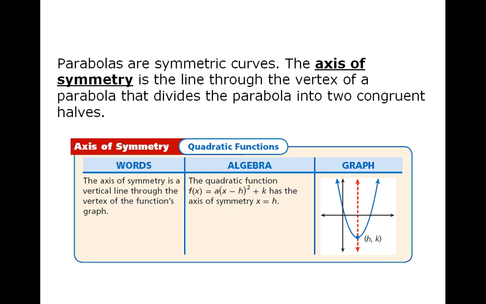It's just the line that divides it in half. It makes it symmetrical on each side. And you'll notice that it goes through the vertex of the parabola, which has a value of (h, k).